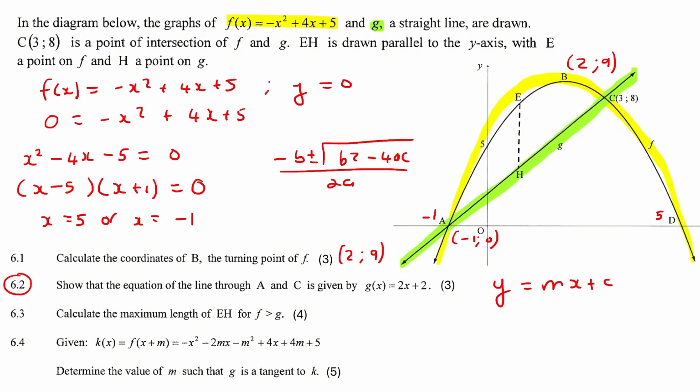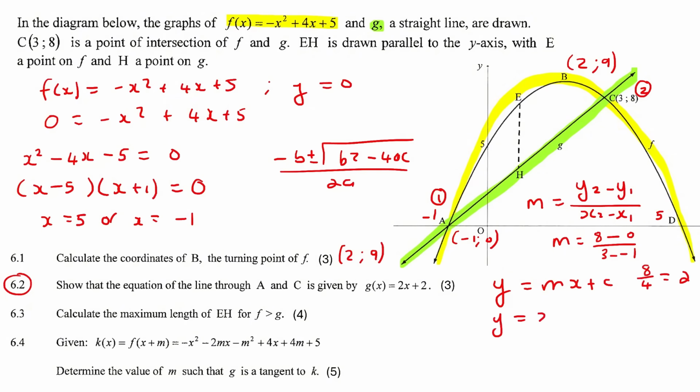gradient. So to find the gradient, we use y2 take away y1, over x2 take away x1. I'm going to use this as coordinate 2 and this as coordinate 1. You can do it the other way around, it really doesn't matter. So if I plug in now, I'm going to plug in 8 take away 0 over 3 take away -1. That ends up becoming 8 over 4. So we now have the gradient of that line.